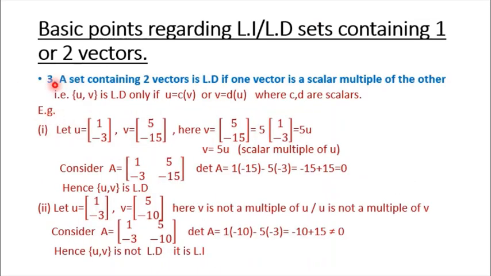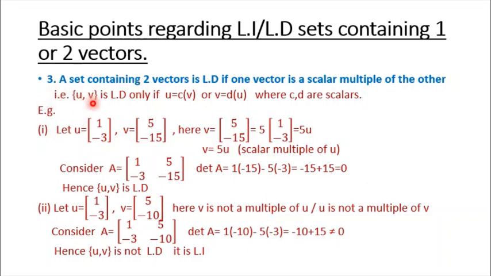Now let us come to the third one. A set containing two vectors. Before this you had seen a set containing a single vector. Now if there are two vectors, then a set containing two vectors is linearly dependent if one vector is a scalar multiple of the other. That means if you are given two vectors, just by observing, you need not work out anything. If one vector is a multiple of the other vector, then that set of two vectors is linearly dependent. You need not apply any method. Let us see how.